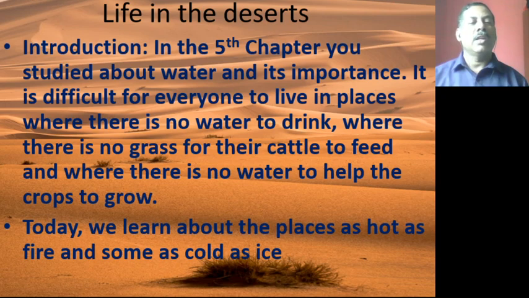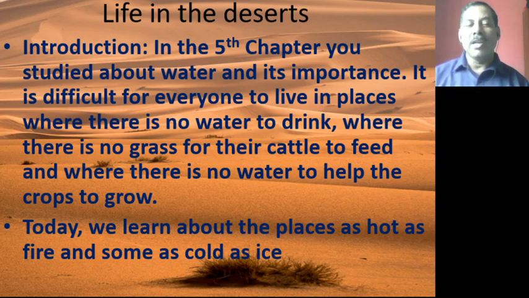So, the introduction for Life in the Desert. In the 5th chapter, you studied about water and its importance. It is very difficult for everyone to live in places where no water is available to drink, where there is no grass for their cattle to feed, and where there is no water to help the crops to grow. So, you can understand the importance of water.